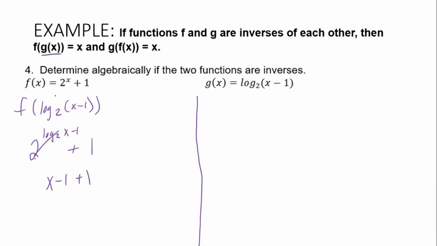Doing this part first, the g of x, and g of x is what? Log base 2 of x minus 1. So where x is, it now becomes log base 2 of x minus 1. They cancel each other out. If the base of the log and the base of the exponential are the same, they cancel each other out. Got it? And then what happens here? We're left with x. So that side checks out.